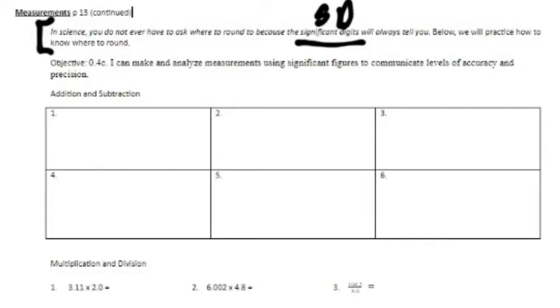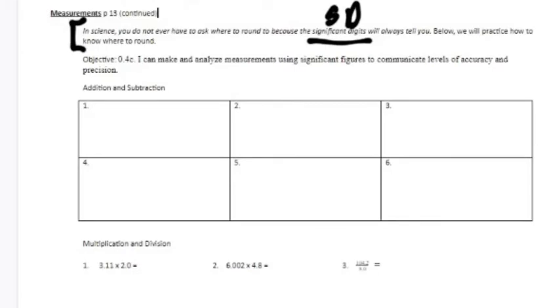So again, on page 13, underneath the significant digits and measurements work that you already did from the other at-home learning day, we're going to pick up there. So first, we've got addition and subtraction rules. I'm going to show you some examples. First, we've got thinking about money, because that's just how our brains work.